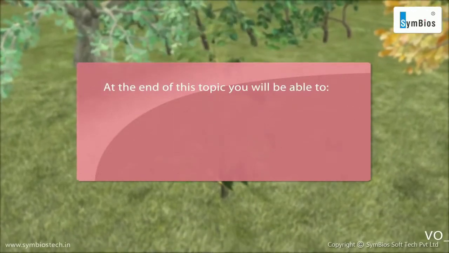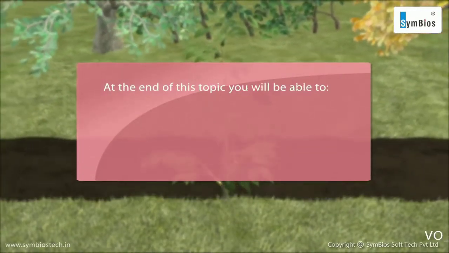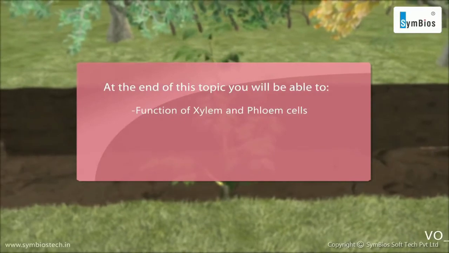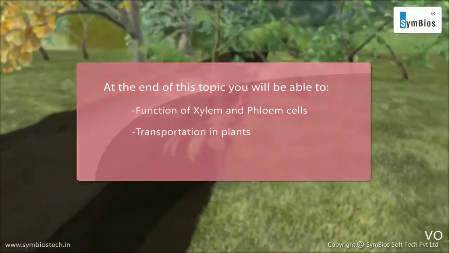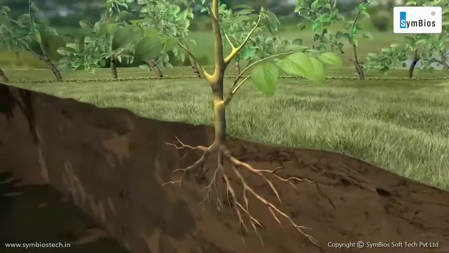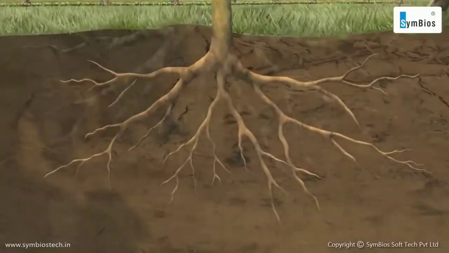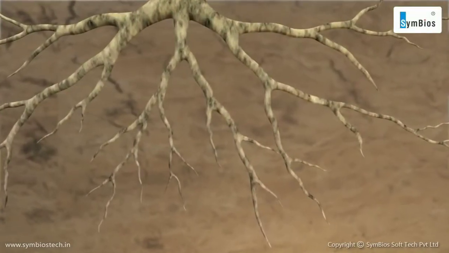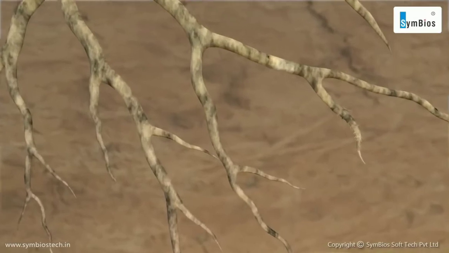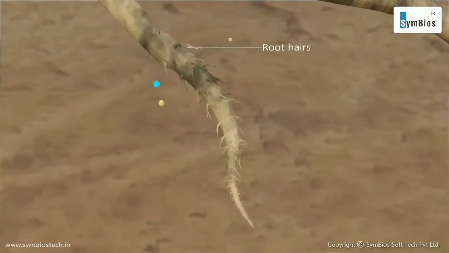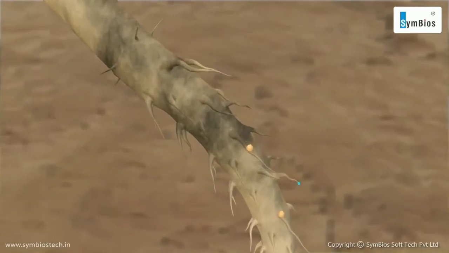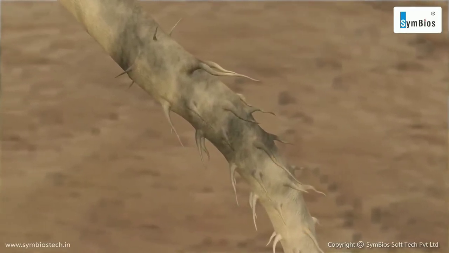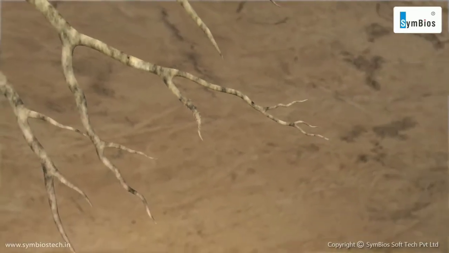At the end of this session, you will be able to know the function of xylem and phloem cells and explain transportation in plants. All plants need water. Plant roots absorb water and minerals from the soil. Water absorption is mainly carried out by root hairs. These narrow-walled hairs greatly increase the area over which water absorption can take place.